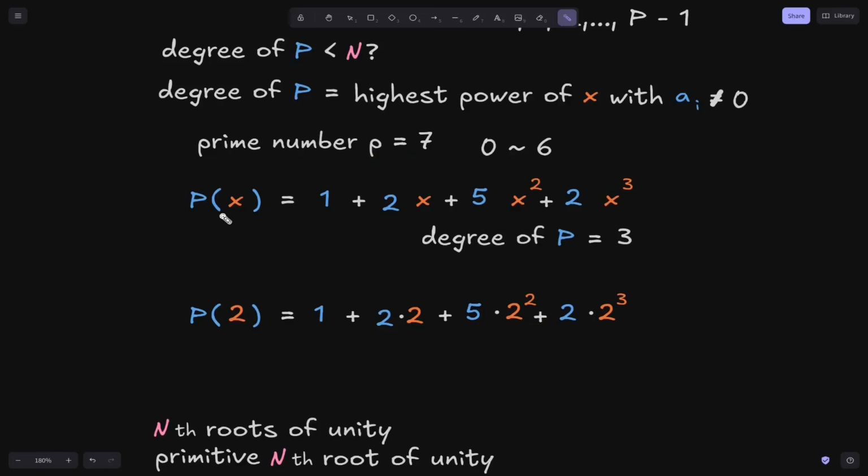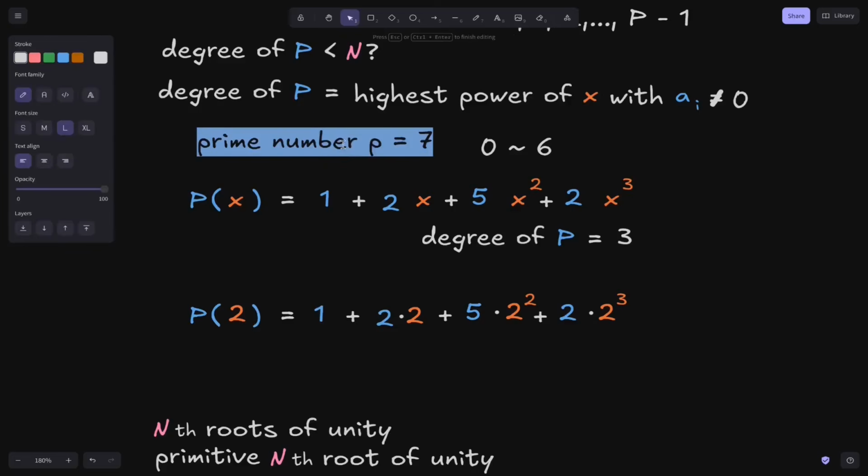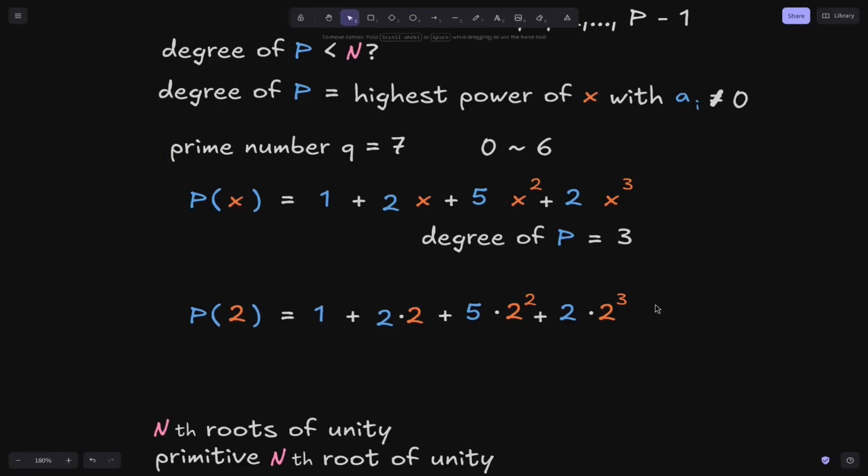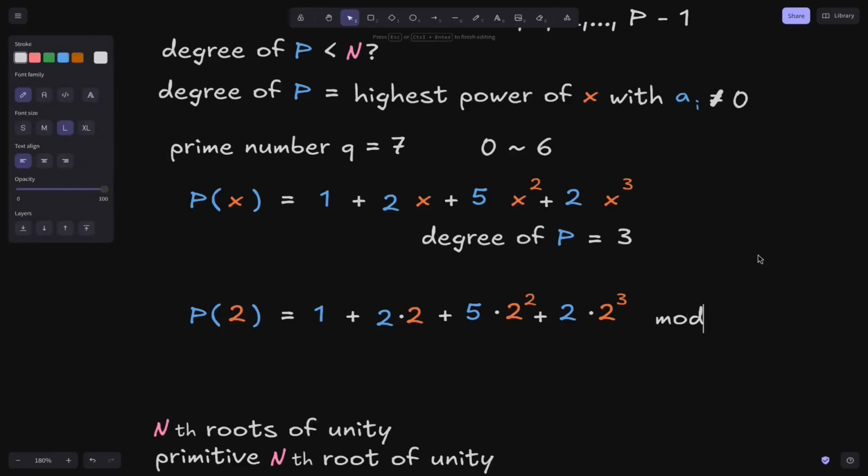I just noticed that we're using p for the polynomial and p for the prime number as well. This is a little bit confusing, so I'm going to say that the prime number that we're going to be dealing with, I'll rename this as q. So going back to our polynomial evaluation, we need to evaluate this at mod q.